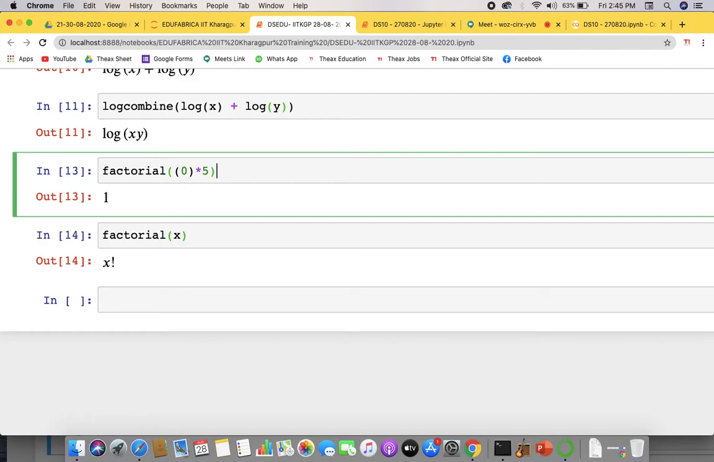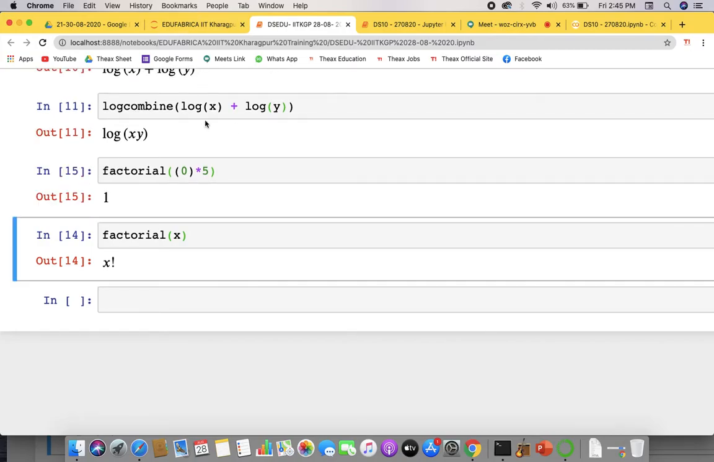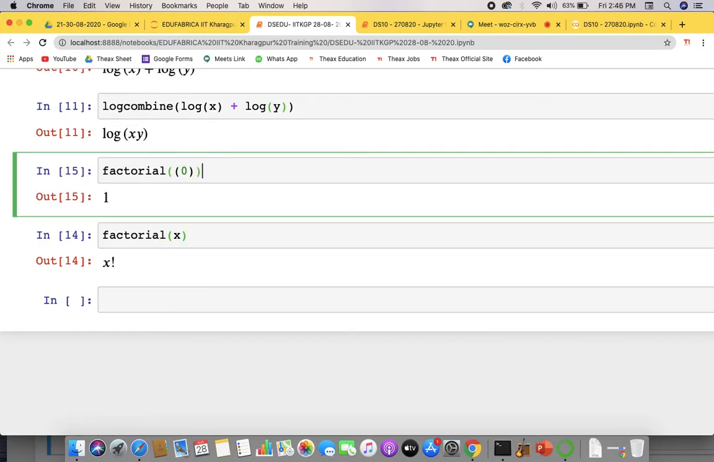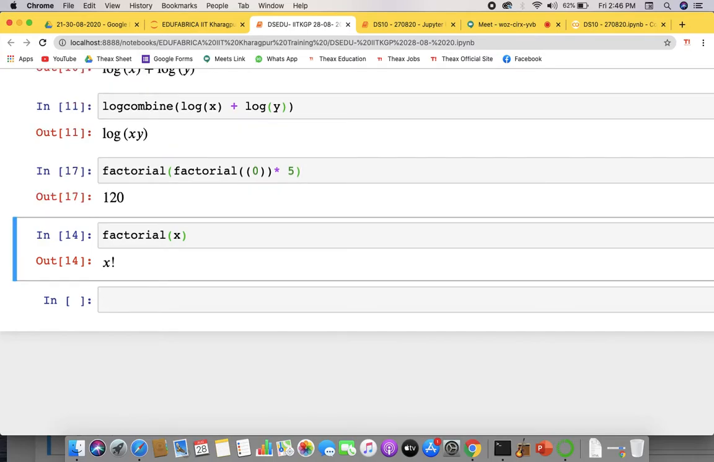Sorry, this is here to be multiplied up. So this is the factorial of that number, 5. Then you want to find the factorial of this 5. With the help of the 0, you are getting the answer as 120. Okay. So this is like the method.